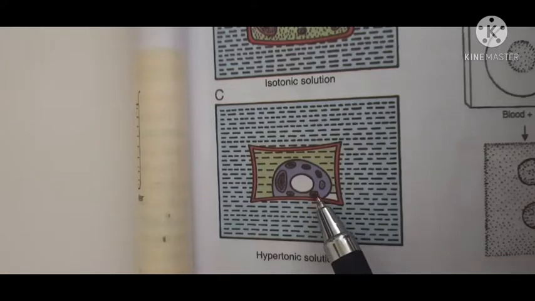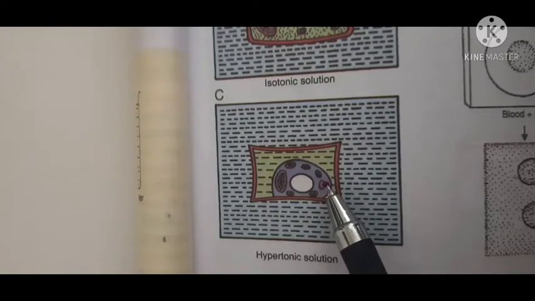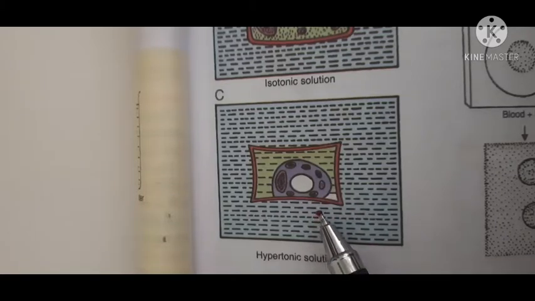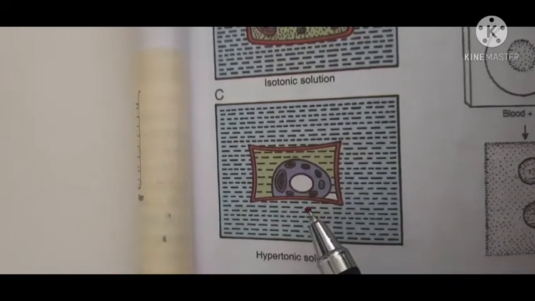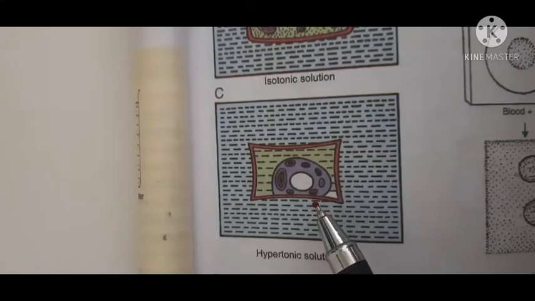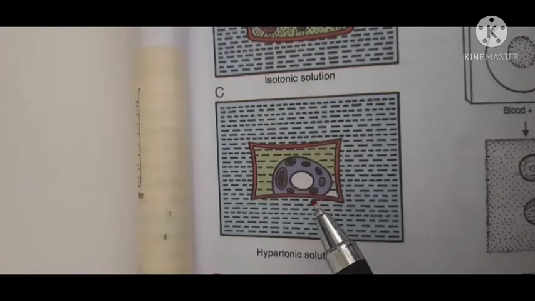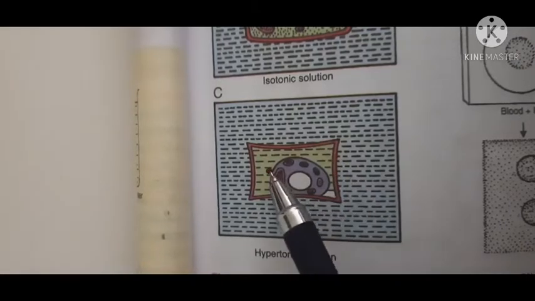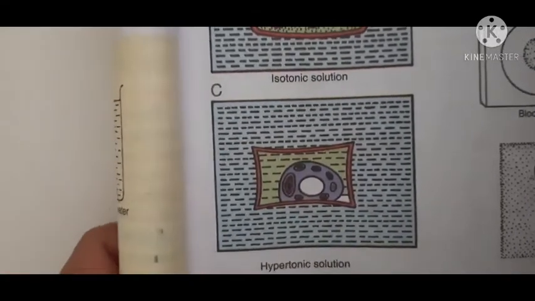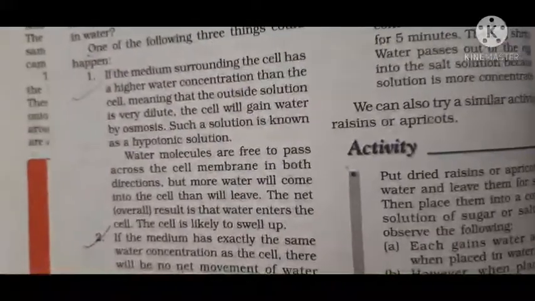So what will happen? Water from the cell will move out, and water from the outside will also move into the cell, but net there will be a movement of water from the cell to the surroundings, because this solution is concentrated and its water concentration is less compared to that of the cell. I hope it is clear. So when the water moves out of the cell, the cell will shrink. You can see this shrinkage here. Understood? That is all we discussed in the previous class.